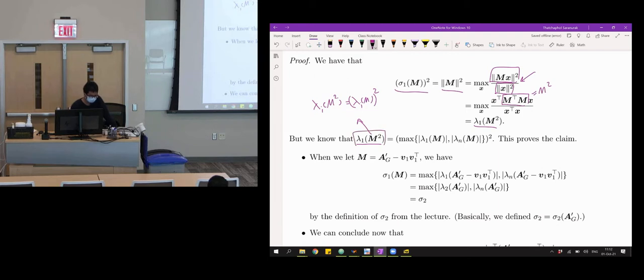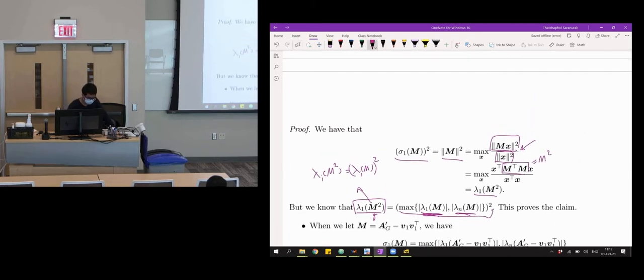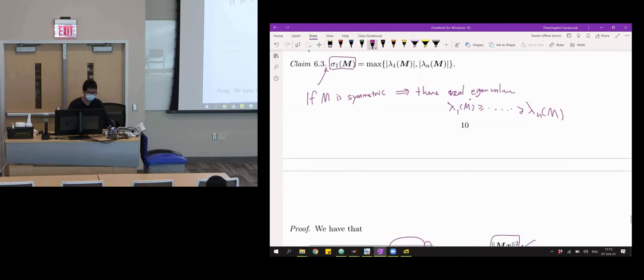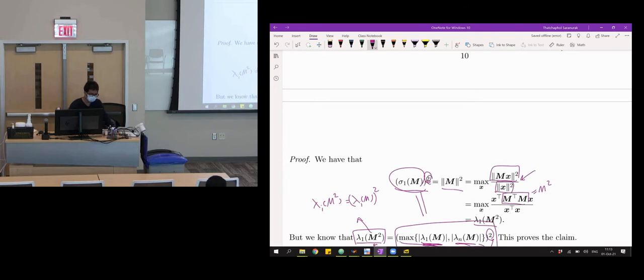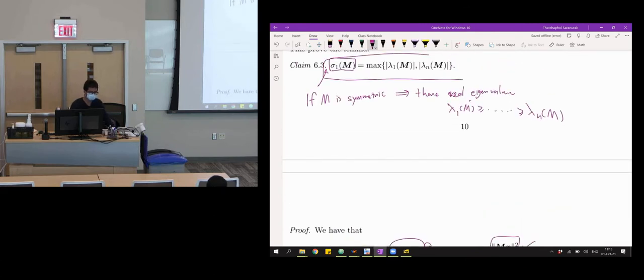And if you take the largest one, it will be the largest eigenvalue of M square. It can be either the first one or the last one from the eigenvalues of M, and you square it. So basically this thing is equal to this thing. If you remove the square, you get the claim. Okay. Just take the square root. Yeah.